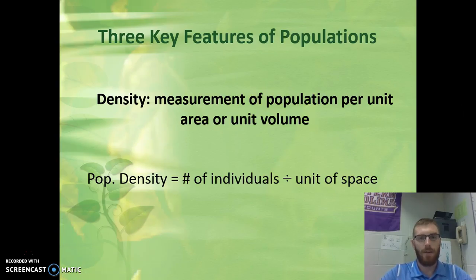This is a rapid growth, a slow growth, or no growth, and this is a decayed or decreasing growth curve. Okay, another key feature of populations is density, or the measurement of population per unit area or volume. Basically, the population density is the number of individuals divided by the unit of space. So how many people are packed into a certain area? When we think population density, I always give the examples of, think New York City versus somewhere out on a farm in rural North Carolina. New York City has a lot more people per square mile than does a farm.